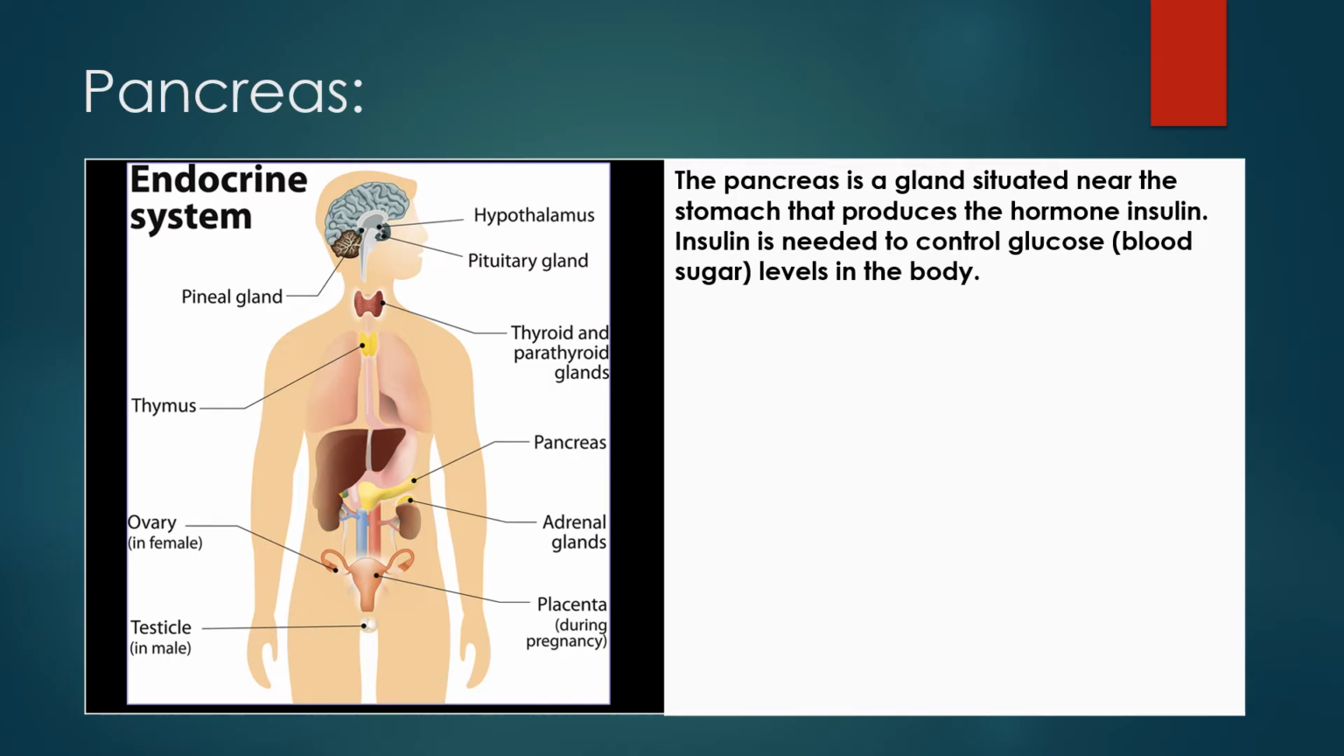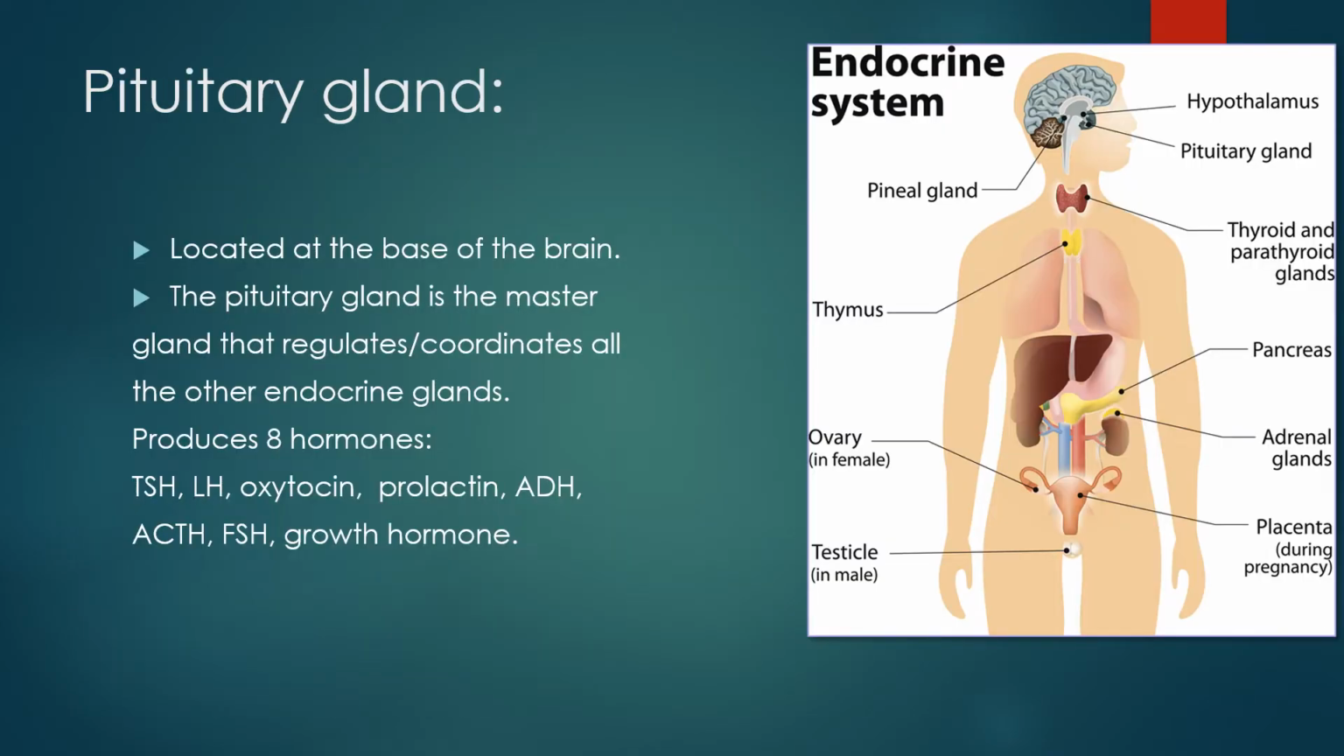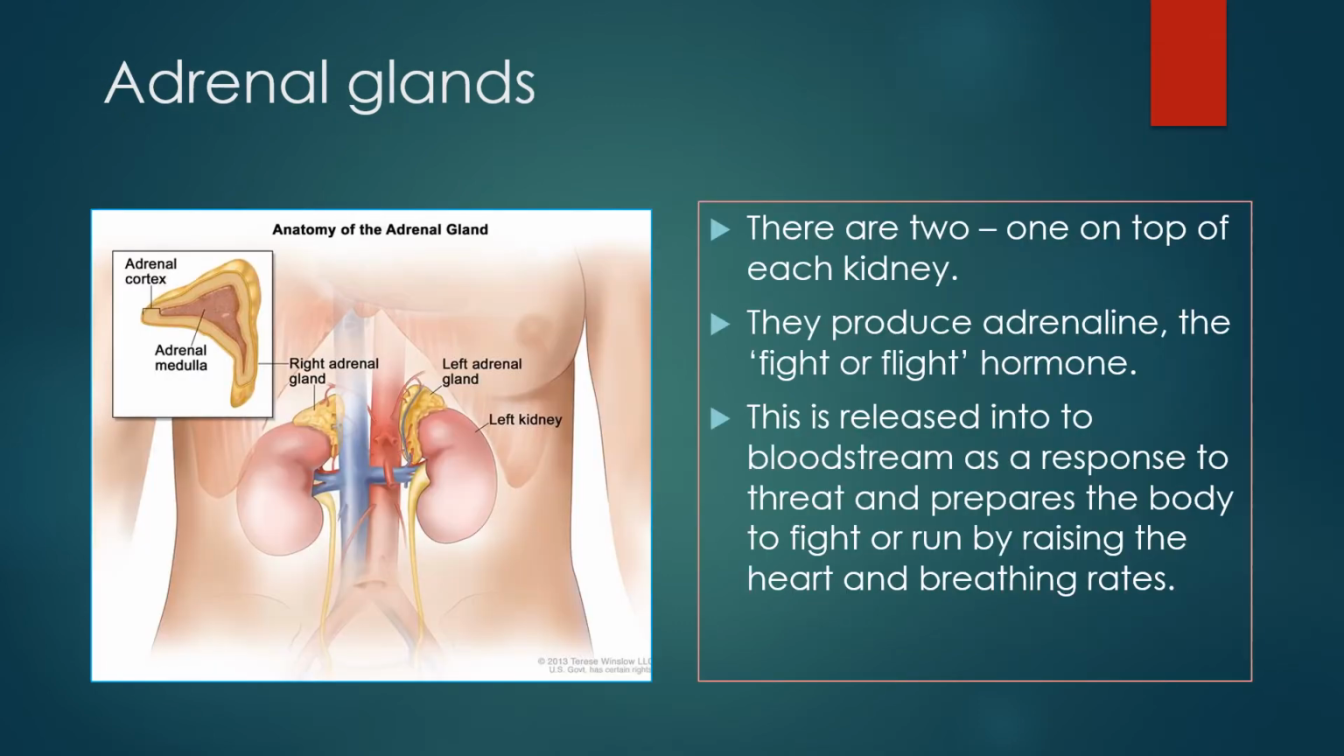Hopefully you all remember that the pancreas is a gland situated near the stomach, and this produces the hormone insulin, which is needed to control glucose. Then at the base of the brain, we have the pituitary gland, and this is the gland that regulates and controls all other endocrine glands. It produces 8 hormones: TSH, LH, oxytocin, ADH, for example.